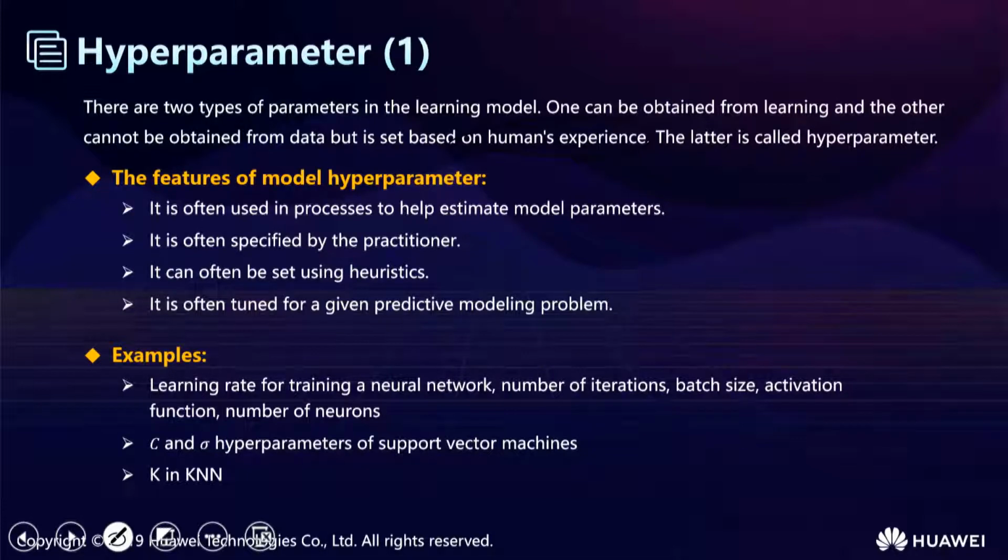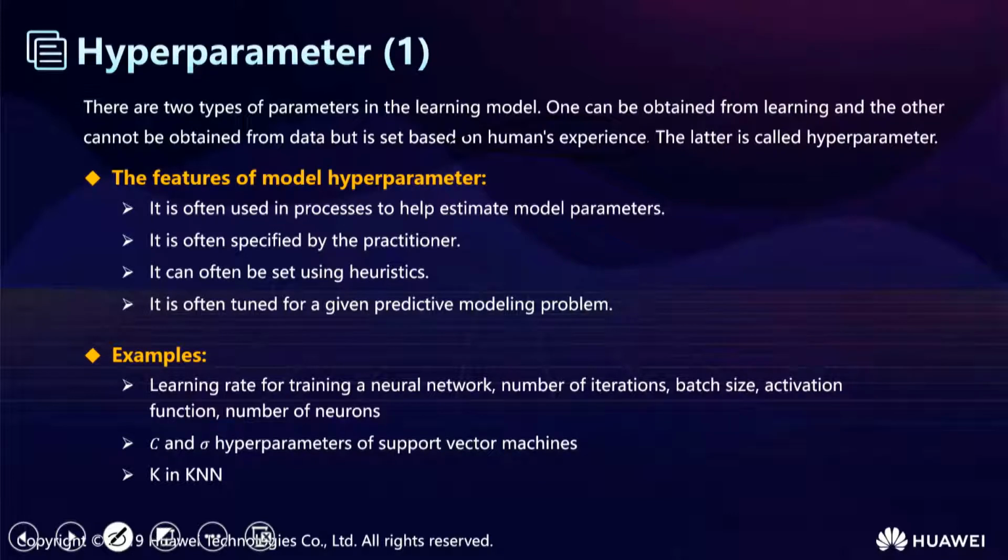For example, the weights and the bias in neural network models, the support vectors in support vector machines, and the coefficients in linear regression or logistic regression are all parameters.